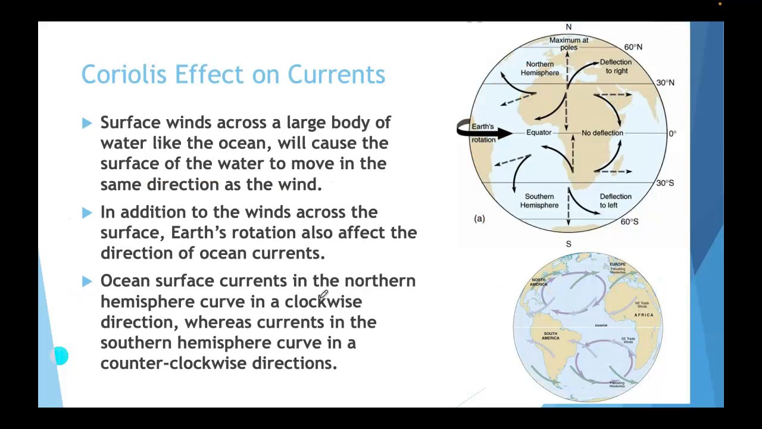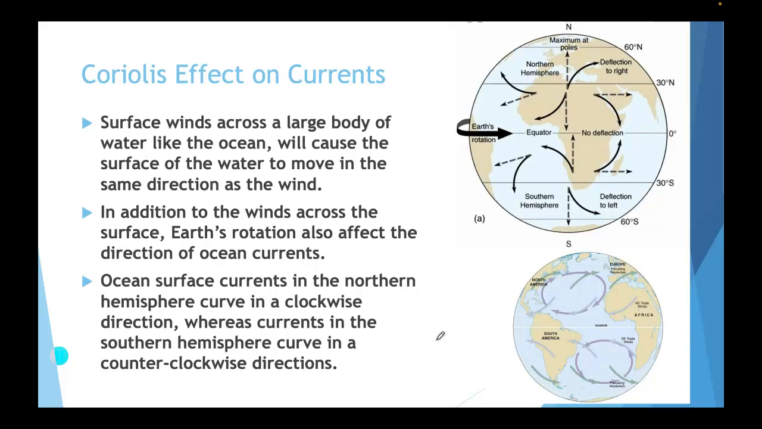All right. How does this affect the currents? Surface winds across a large body of water like the ocean will cause the surface of the water to move in the same direction as the wind. And so in addition to the winds across the surface, the rotation also affects the ocean currents. And so they're going to move similar to the wind. The ocean currents will. So in the northern hemisphere, they curve in a clockwise pattern. In the southern hemisphere, it's counterclockwise, or the opposite of clockwise.